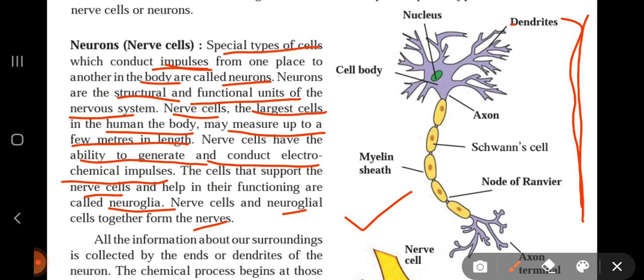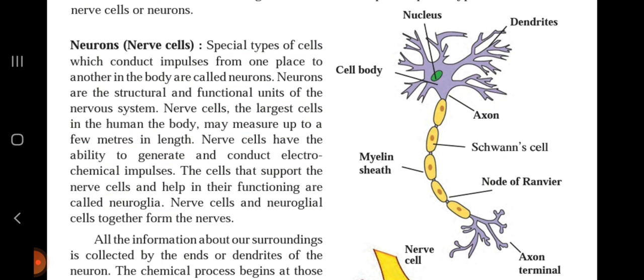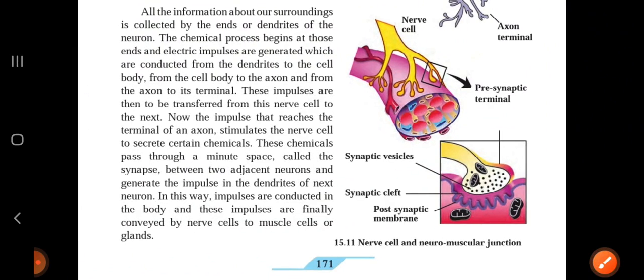All the information about our surrounding is collected by the ends, or dendrites, of the neuron. Now let us see the parts of a neuron. The ends are called dendrites. They pass on this information. They are connected to different neurons, so different dendrites are connected and form a network. The chemical process begins at those, and electrical impulses are generated which are conducted from the dendrites to the cell body.